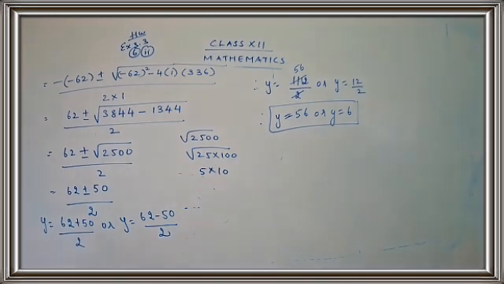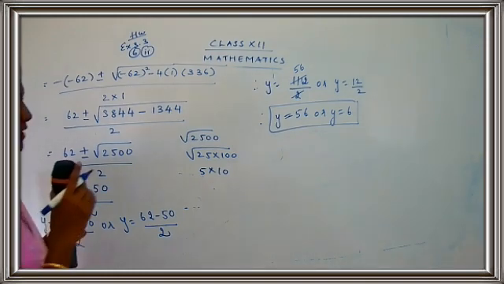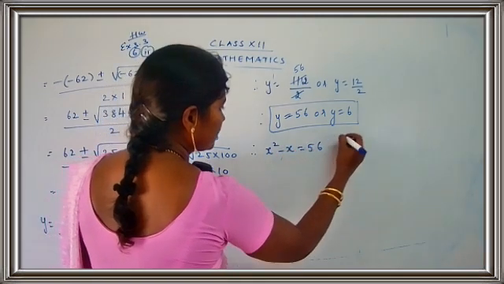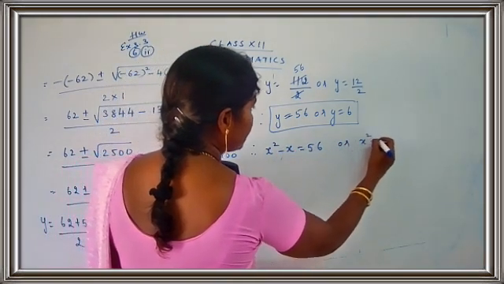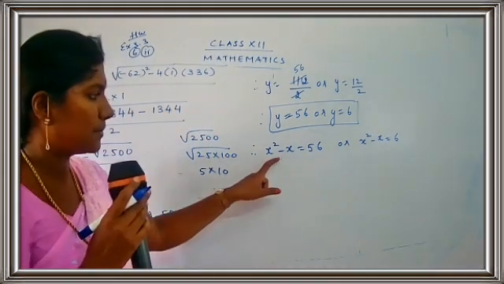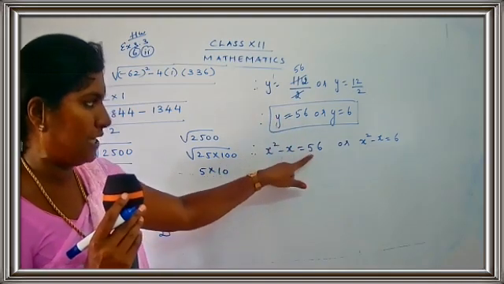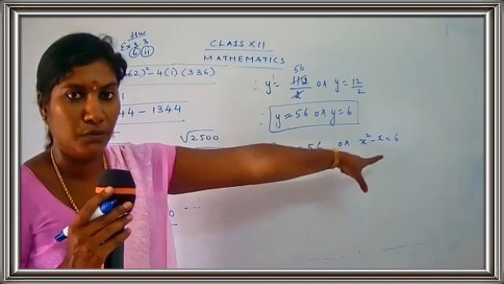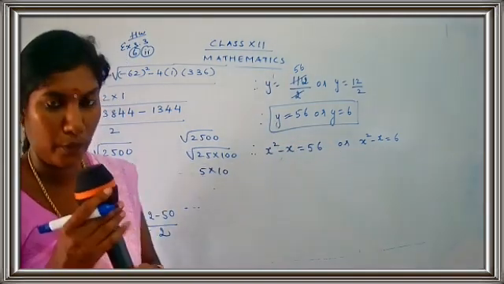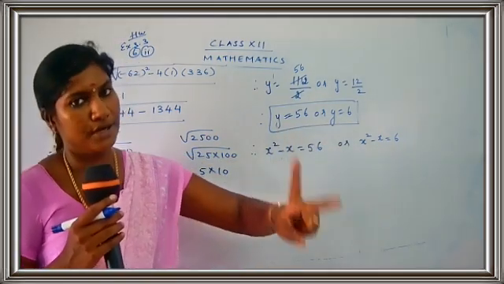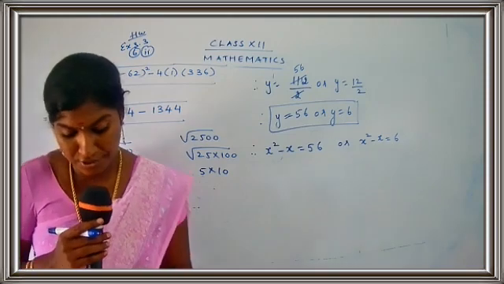And what was the value for y we took, children? Yeah, we took the value for y as x square minus x. So write down here. Therefore, x square minus x is equal to 56, or x square minus x is equal to 6. I am just going to substitute the original value for y. So you are going to solve these two equations. When you solve this equation, you get two values for x, and when you solve the other, you get two values for x. So totally you get 4 values of x.